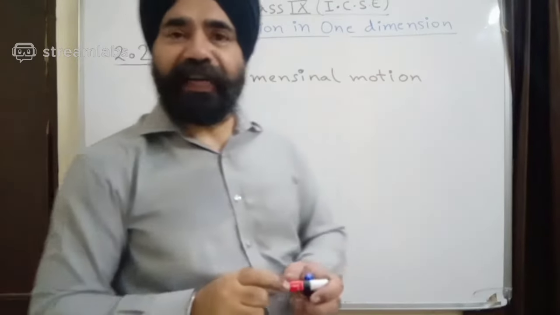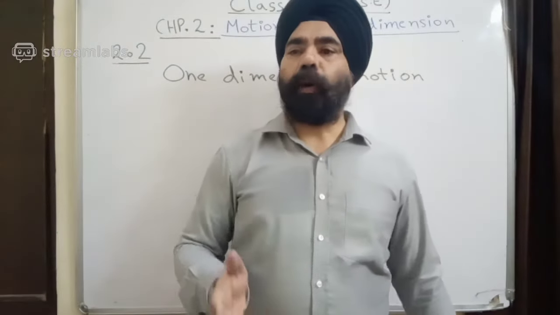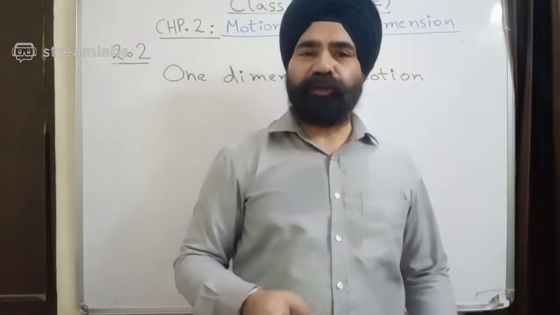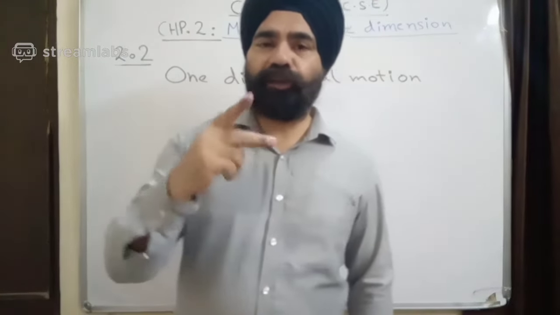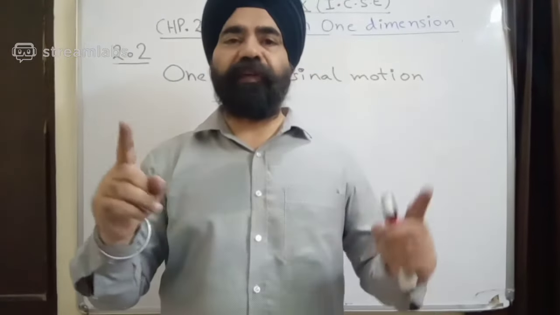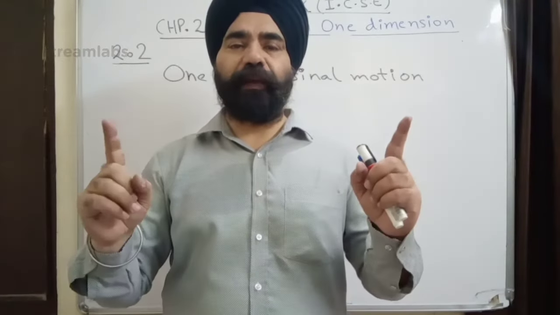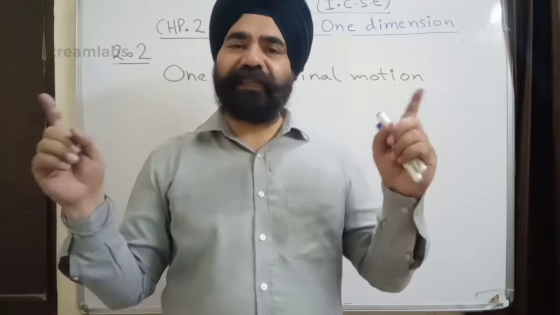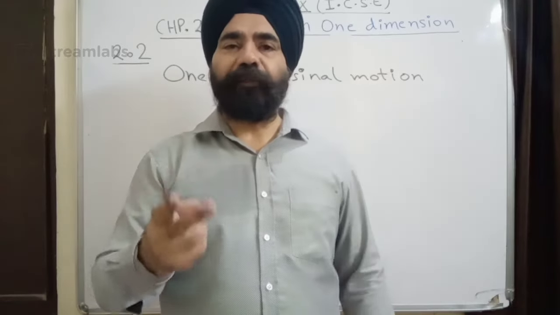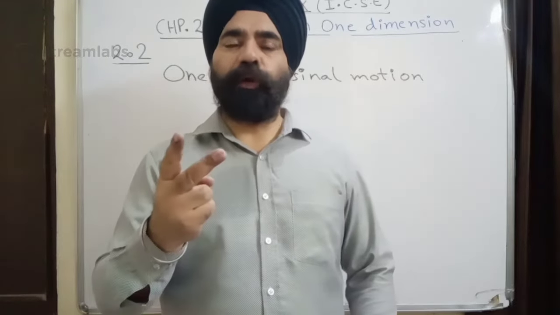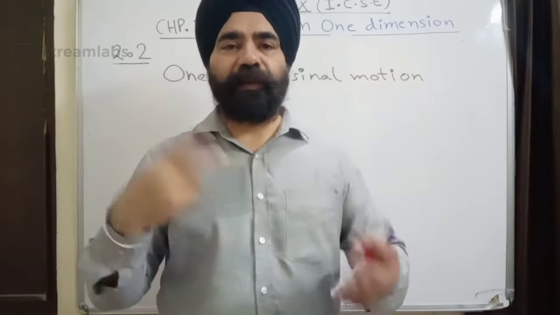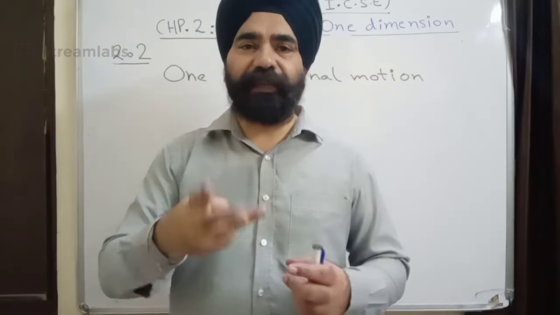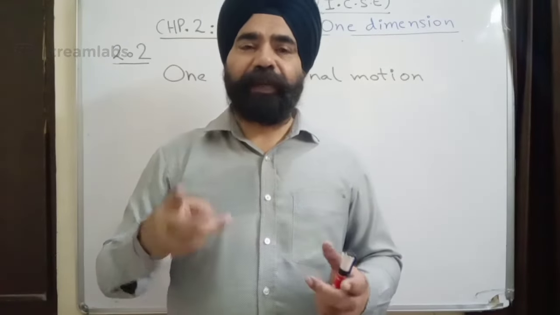Okay, what is one dimensional motion? One dimensional means only in one dimension. You have understood one dimension, two dimension, three dimension, right? If we take only one variable, only the x-axis, then it is one dimension. If we take two coordinates, the x and the y, then it becomes two dimensional. If we take the three axes, x, y, and z, then it becomes three dimensional.